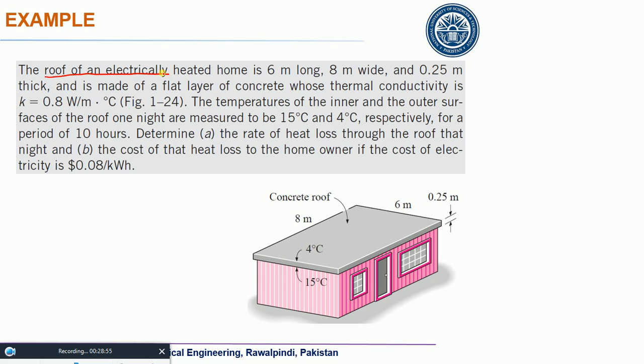The roof of an electrically heated home is 6 meter long. You can see this is 6 meter, 8 meter wide, this is 8 meter, and 0.25 meter thick. So this thickness is 0.25 meter and is made of a flat layer of concrete whose thermal conductivity is 0.8 watt per meter per degree centigrade. By the way, would there be any difference if you have per degree centigrade in the denominator or per unit Kelvin in the denominator for K?